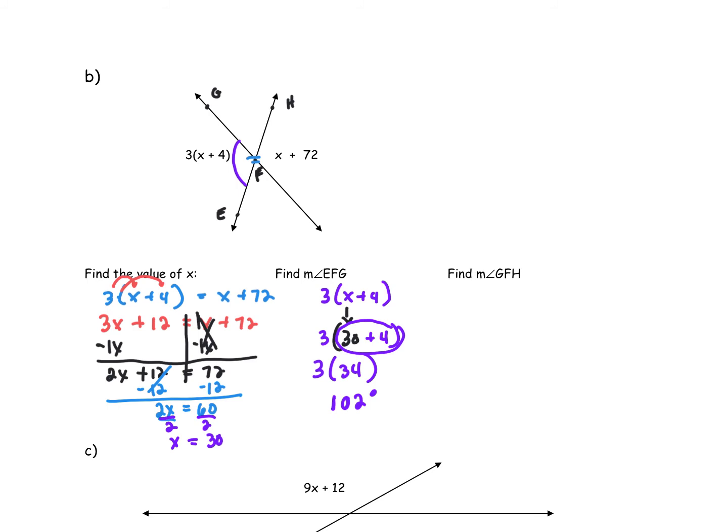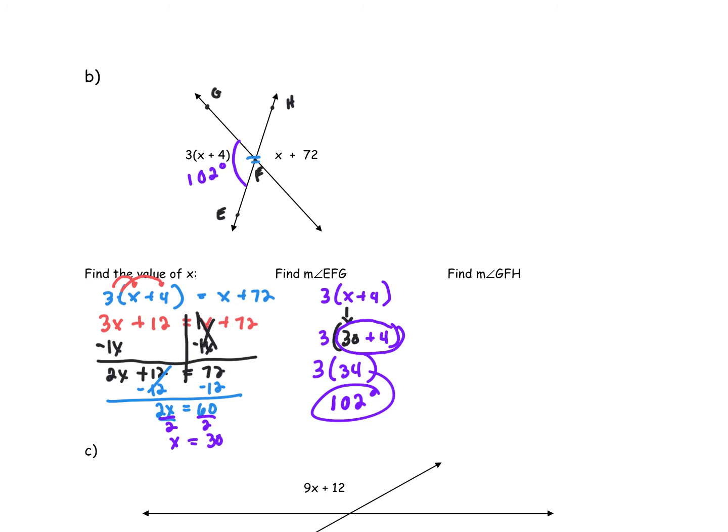So just to check, if I replaced this expression with 30, that's our answer, and 30 plus 72 would also be 102. So we're confident now that this angle is 102 degrees. So we'll go ahead and circle that, and I like to mark it in my diagram.